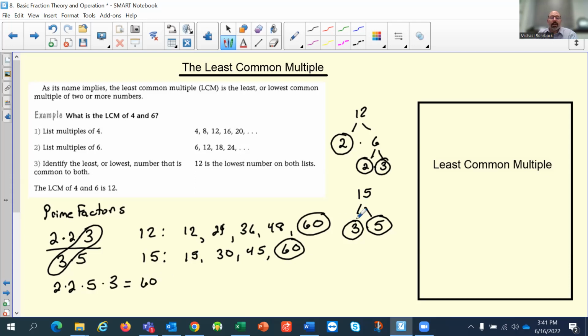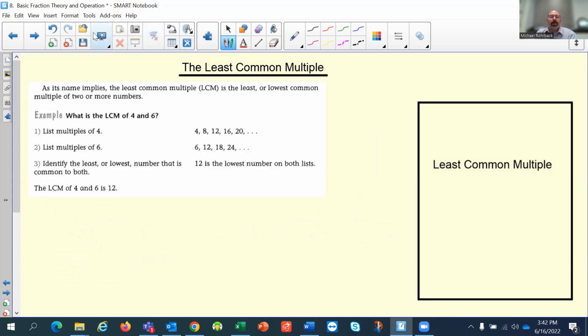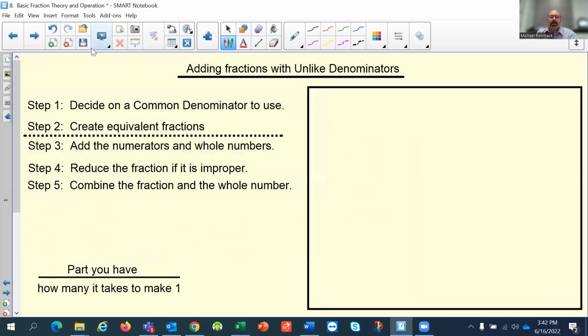And you find the least common multiple. Anyway, generally speaking, you can do this in your head or figure it out with a multiplication chart, but there is a little cool prime factor way to do this. So that's least common multiple. Let's go right to why we're learning about least common multiple.